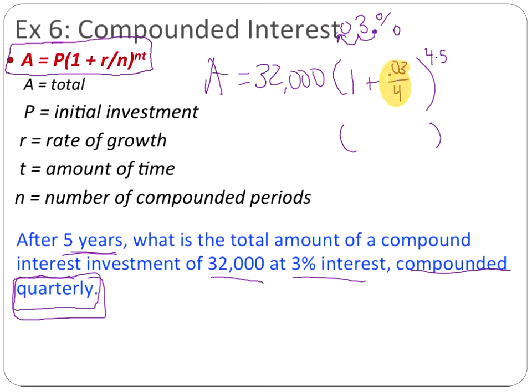And then add 1 to that, because that's all inside parentheses. And did we get 1.0075? Yes? On the outside, I have a 4 times a 5, which is going to give me what? 20.